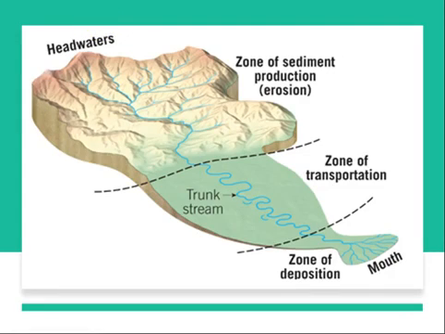The profile of the stream can also be roughly broken down into three zones: the zone of erosion, the zone of transportation, and the zone of deposition. In the zone of erosion, erosion is the predominant process, although some sediment is being transported and deposited as well. In the zone of transportation, this is where lots of sediment is being transported. And then in the zone of deposition, at the mouth of the river, deposition must happen. The stream stops flowing and it deposits its load.